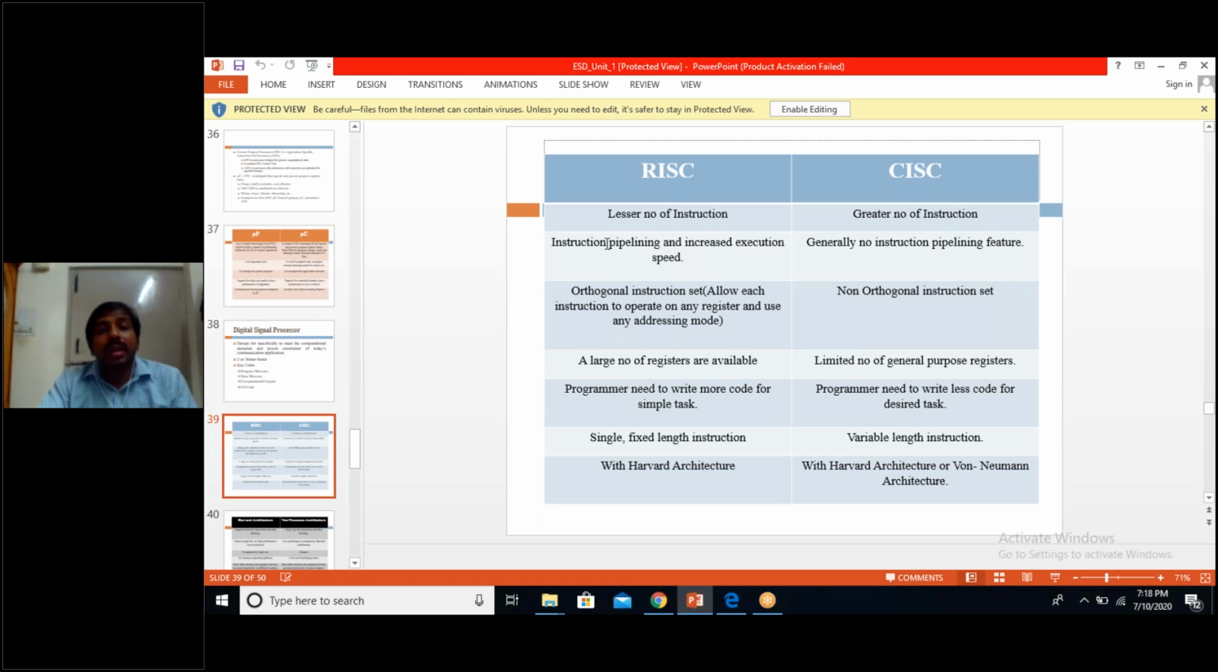What instruction pipelining is: whenever we fetch an instruction, we do processing and get the related data and store it in the memory, and after that we do processing. Again we retrieve the data from the memory and store the final result in the memory. So this fetching, processing and storing in the memory, all these operations are done for one specific instruction.